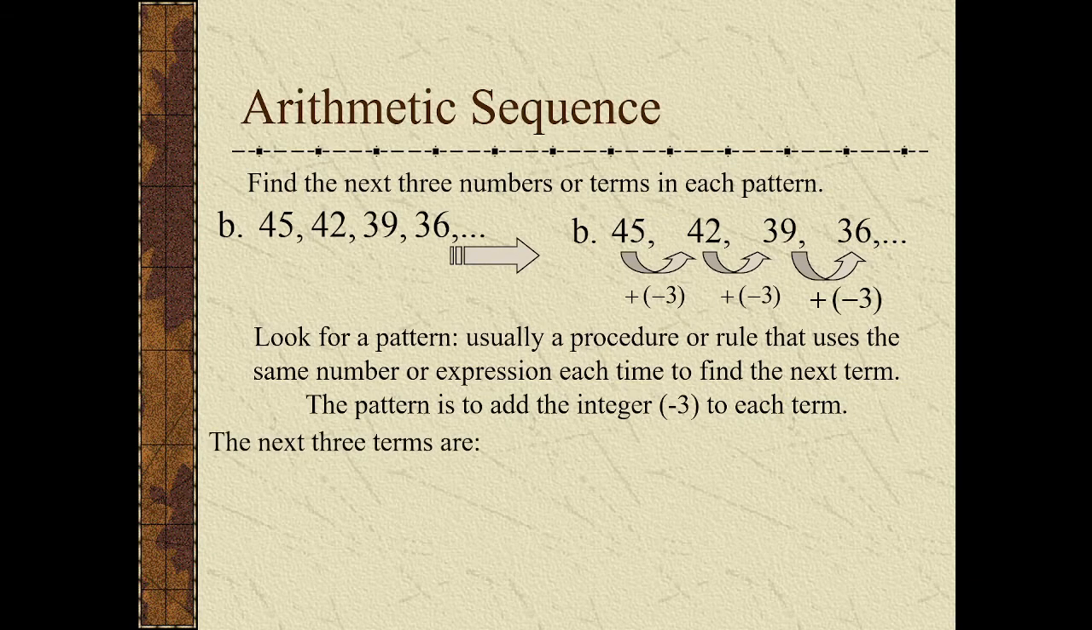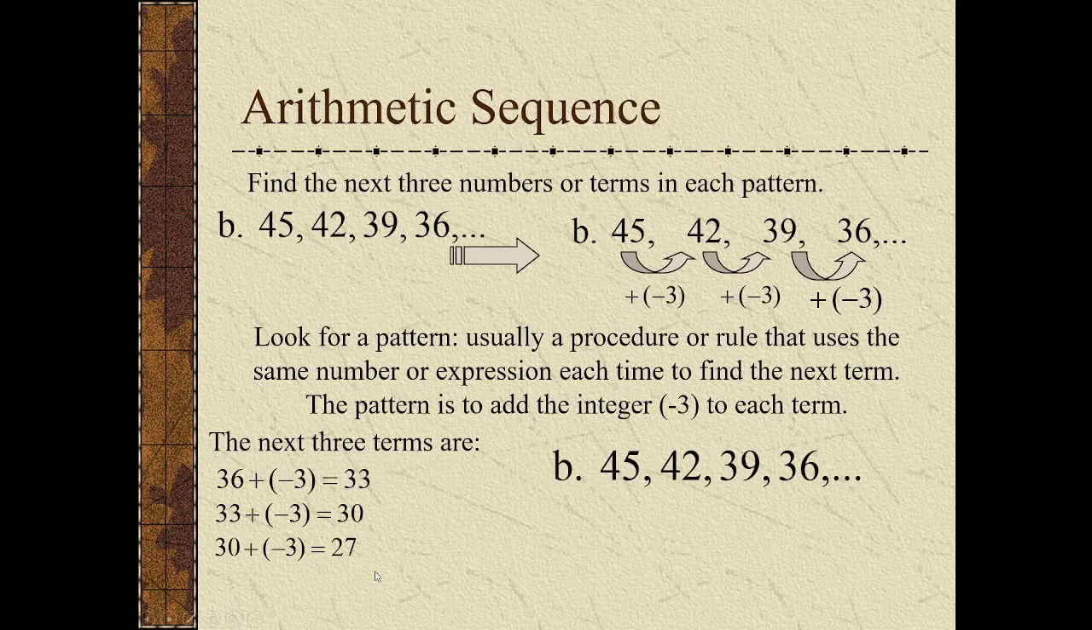33. Let me show. Okay, 33, 30, and 27. That's very correct. Okay? Kay 36 minus 3 is 33. 33 minus 3 is 30. 30 minus 3 is 27. And our next numbers are 33, 30, and 27.